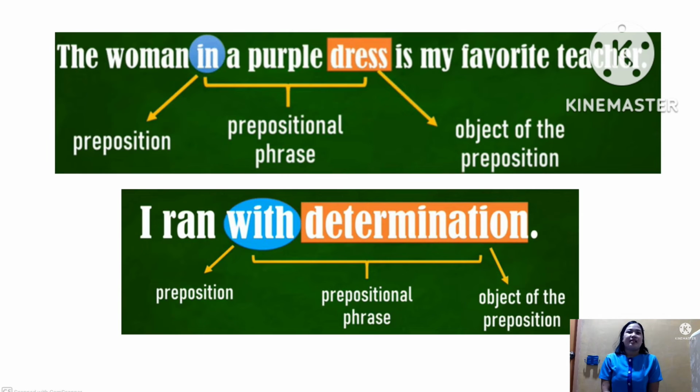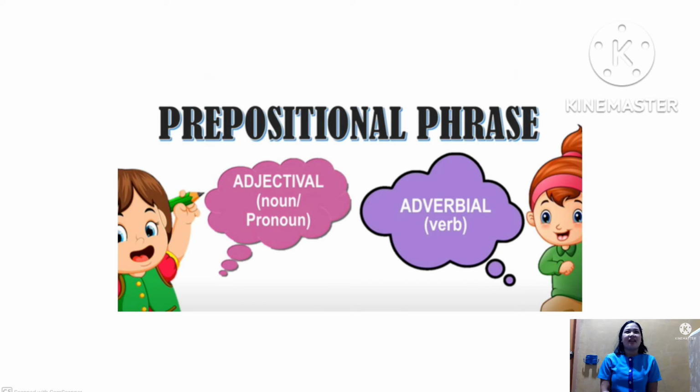Another prepositional phrase, I run with determination. With determination is the prepositional phrase. It starts with a preposition and ends with a noun, which is what we call the object of the preposition. This example does not have any modifiers. A prepositional phrase can be either adjectival or adverbial. It is adjectival if it modifies the noun or pronoun in a sentence. However, it is adverbial if it modifies the verb.